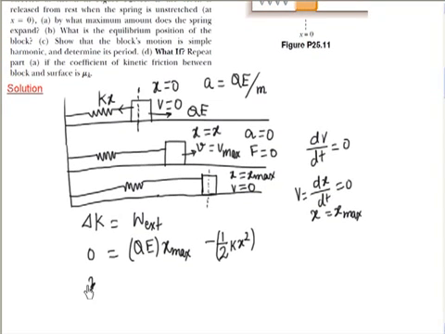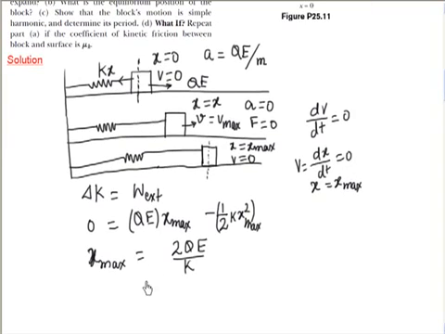So what is x maximum? You can solve it yourself. So this will come out to be k, and this x is again x maximum, so this kx square is also with x maximum. You can solve yourself. So this becomes 2qe divided by k, only thing. So 2qe divided by k is the maximum elongation you will have.